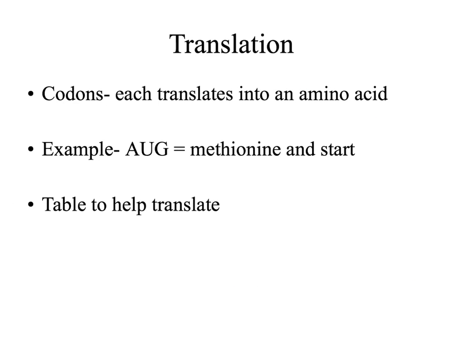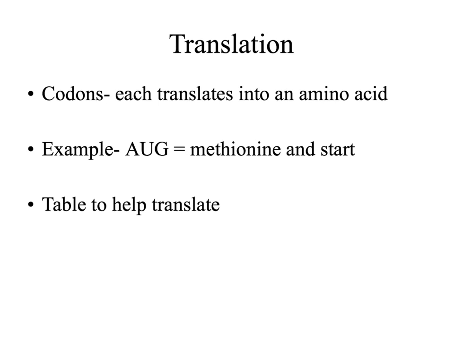The mRNA is read in three-letter words called codons. Each translates into an amino acid. For example, the codon AUG will translate into the methionine amino acid. It also means start when we look at the mRNA message.